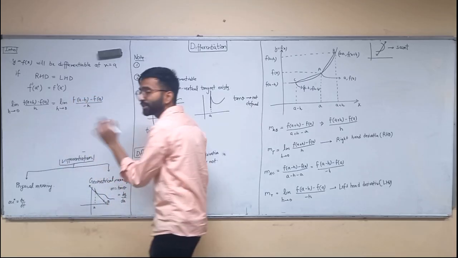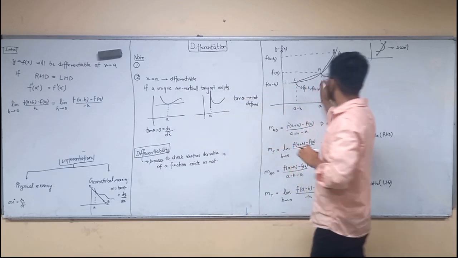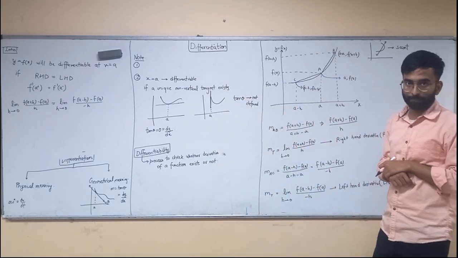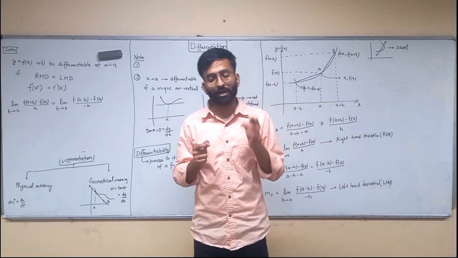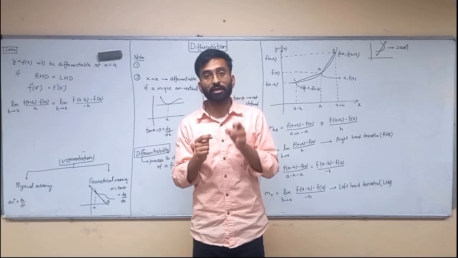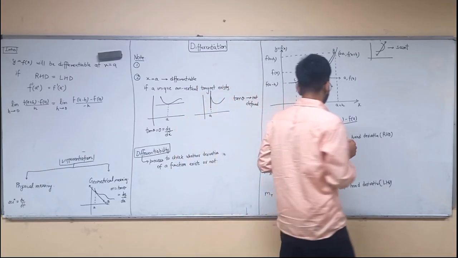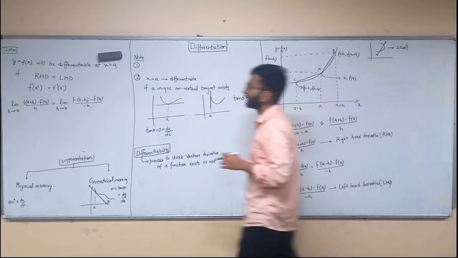So if these two, left derivative and right derivative, become equal, then the function will be differentiable at point A. What is the meaning of differentiable? It means dy by dx at that given point will be defined. It will give some finite value. That means the right derivative and left derivative should be equal.